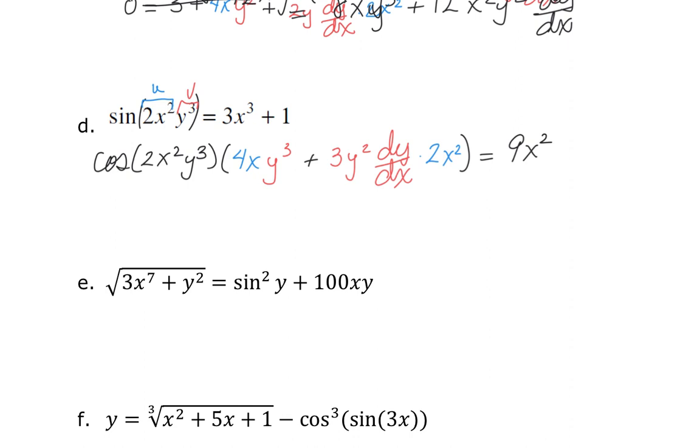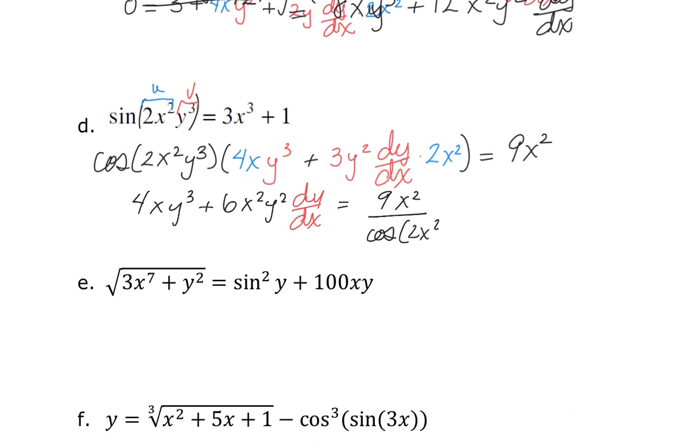Okay. Once again, since I need to solve for dy/dx, I'm going to go ahead and divide both sides by the cosine. So I'm going to have 4xy cubed plus, I'm going to multiply the 3 and the 2, 6x squared y squared. I'm going to keep the dy/dx in red so I can see that is what I'm solving for. And then I'm going to have 9x squared divided by the cosine of 2x squared y cubed. I'm going to subtract 4xy cubed from both sides, divide by 6x squared y squared, so I can get dy/dx by itself.